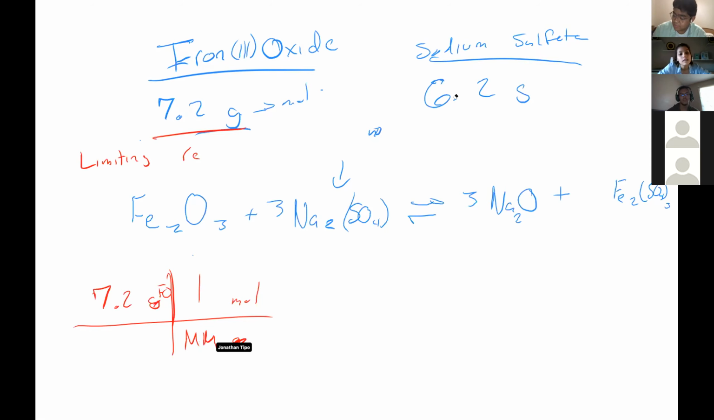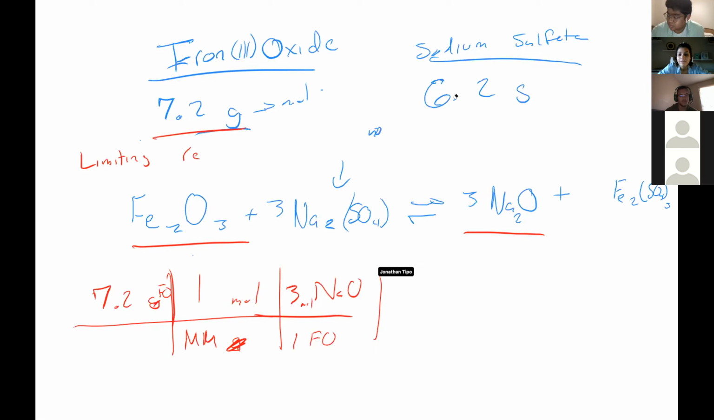We take the molar mass of that bad boy, convert from 1 to, let's use sodium oxide. So that's 1 mole of iron oxide to 3 moles of sodium oxide. And then we can stop there. So that's how you would solve that one. Just plug in molar mass when you find that.